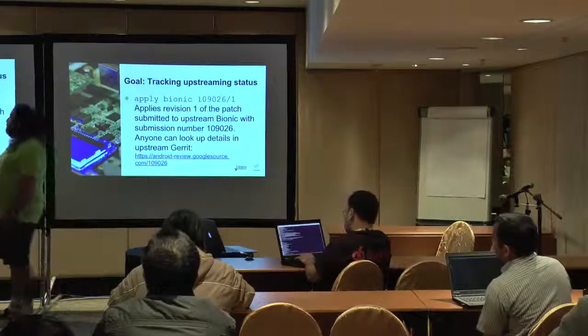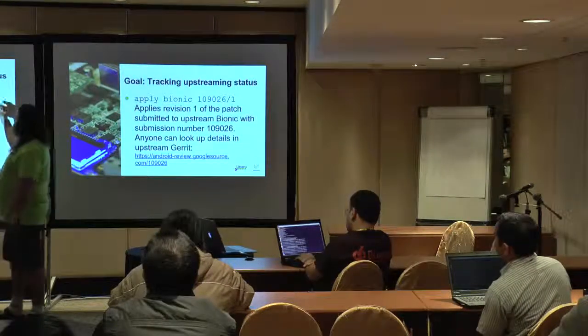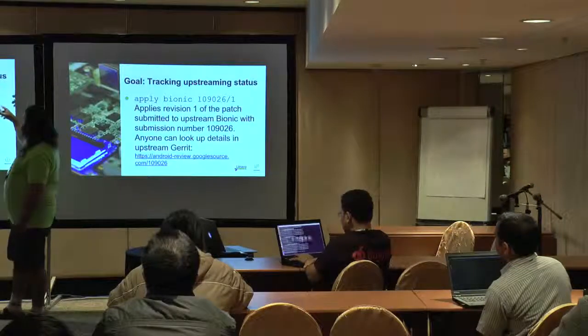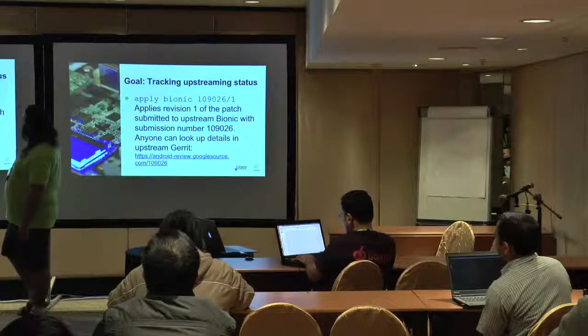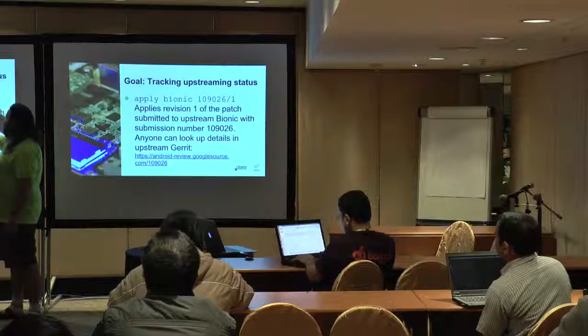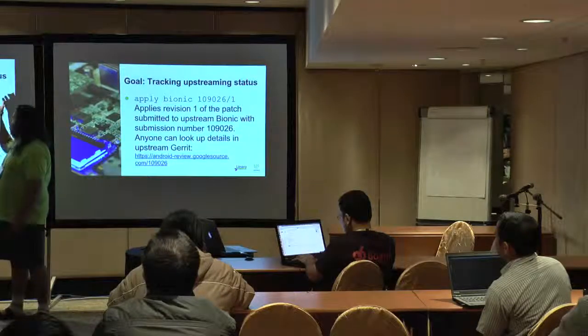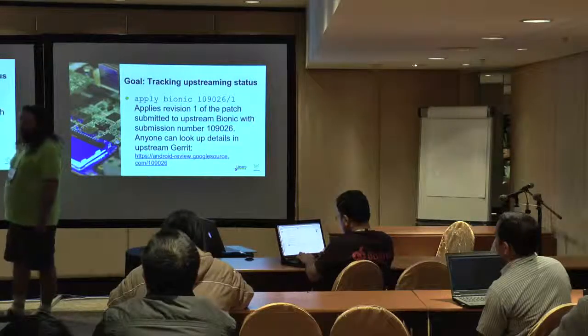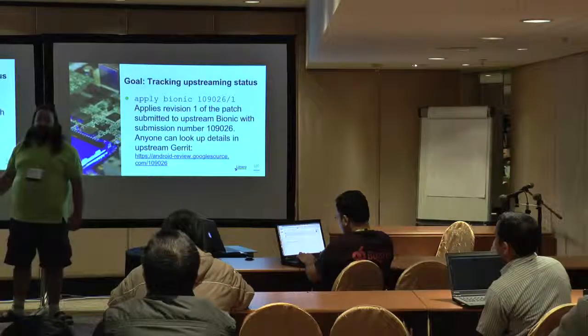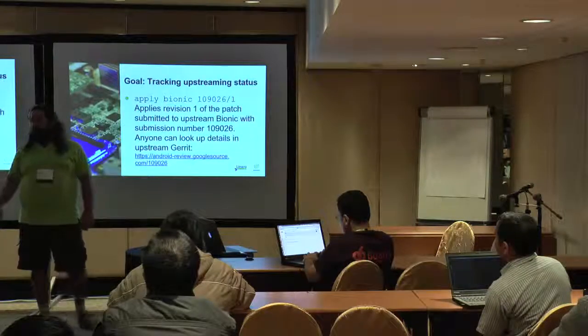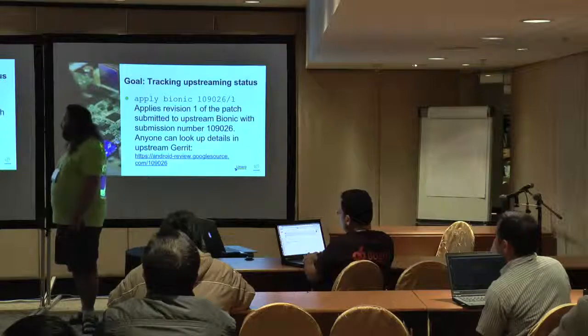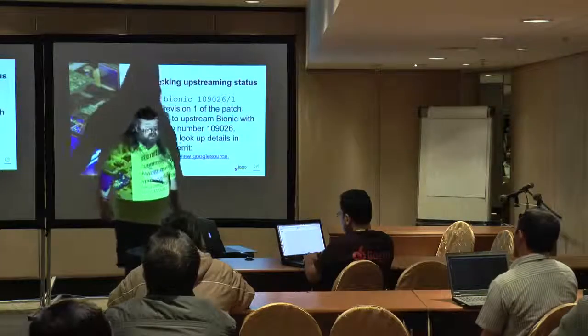We just say, for example, apply Bionic 109026/1. This will apply the patch to Bionic with this submission ID in revision 1 that we submitted to Gerrit before, regardless of whether it is still in review, whether it has already been accepted, or whether it has been rejected.